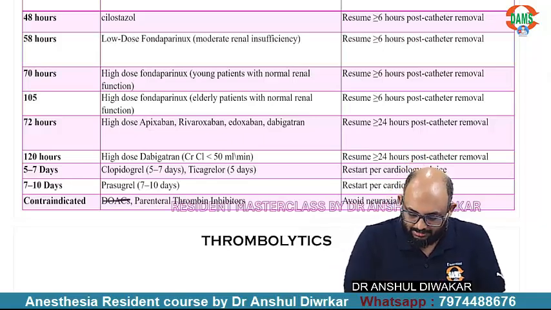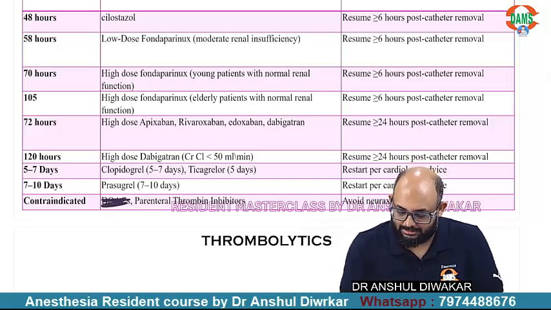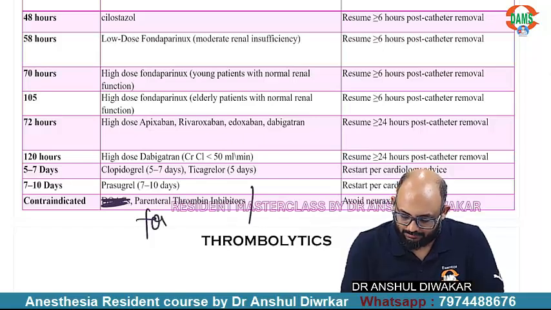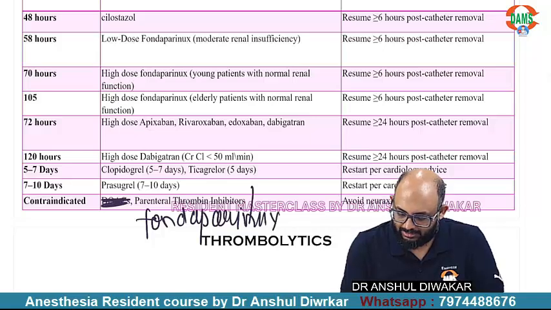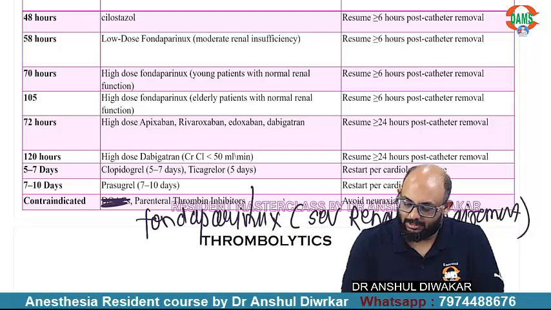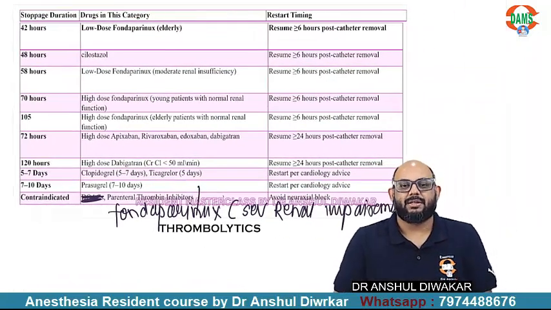DOACs are being given. Parenteral thrombin inhibitors and fondaparinux in severe renal impairment. Okay, fondaparinux in severe renal impairment.